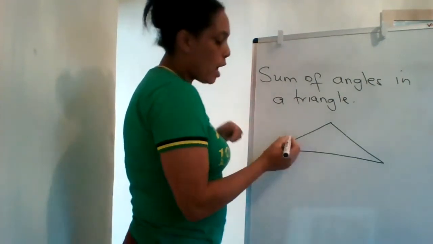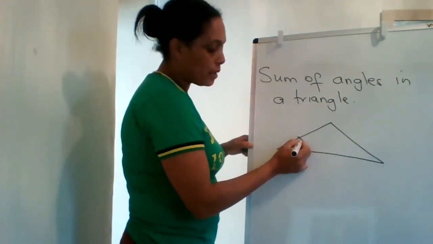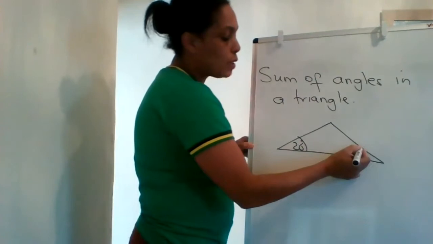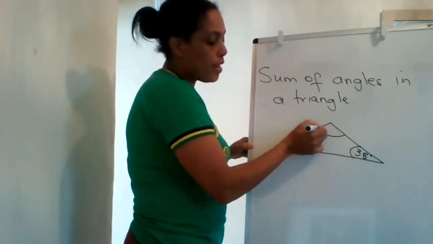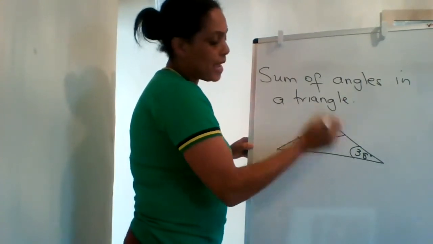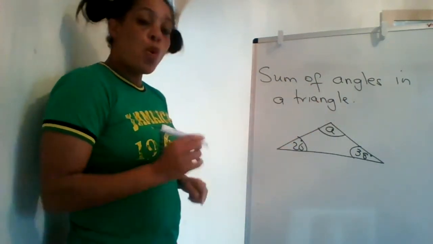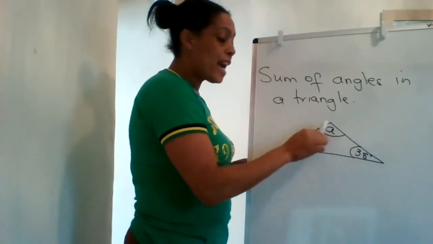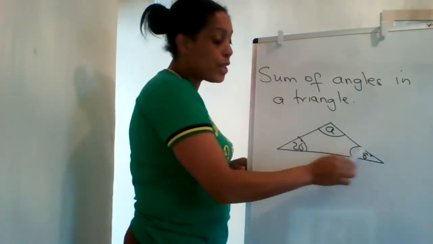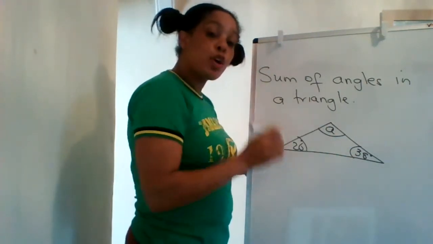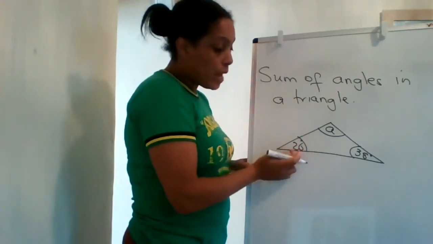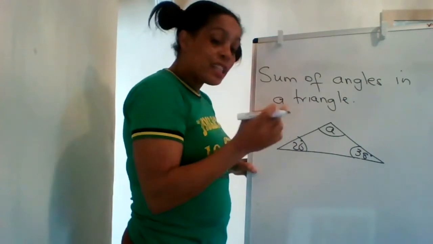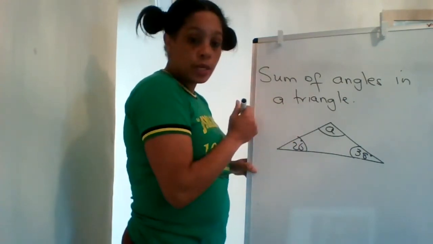Okay, now I'm going to say that is 26. Let's call that 26, and let's call that 38 degrees. I'm asked to find that. Let's call that A. Now, what do we know? We know that the three angles of a triangle add up to 180 degrees. So if I want to find this one, I need to add these two together and take it away from 180 to see what this one is.